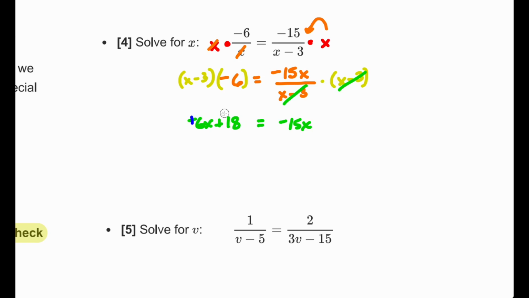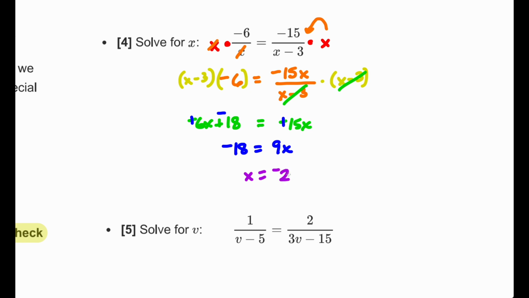I'm going to switch the signs on all the things. You're allowed to do that as long as you do it for both sides, just to make my life a little bit easier. I'm going to subtract 6x on both sides, and you end up with 9x on that side. Divide both sides by 9, and you get x is equal to -2.